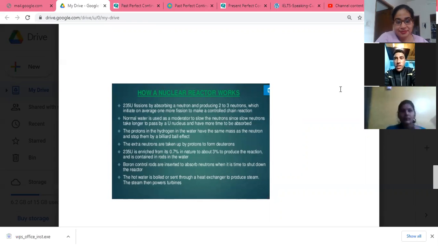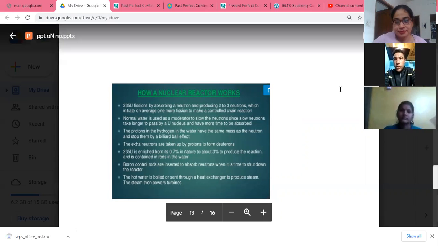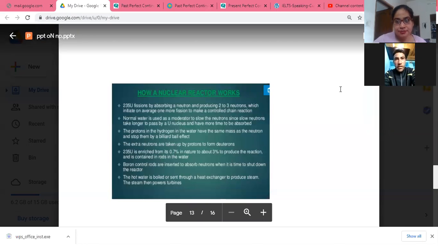Normal water is used as a moderator to slow the neutrons, since slow neutrons take longer to pass by a uranium nucleus and have more time to be absorbed. The protons in the hydrogen in the water have the same mass as the neutrons and stop them by a billiard ball effect. The extra neutrons are taken up by protons to form deuterons.